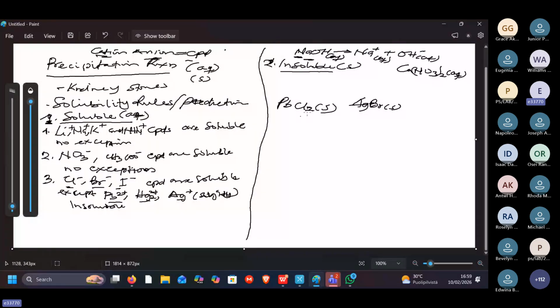So for example, if I have, say, barium chloride, then that is going to be in aqueous form, meaning it is just going to be barium 2+ plus 2Cl-.